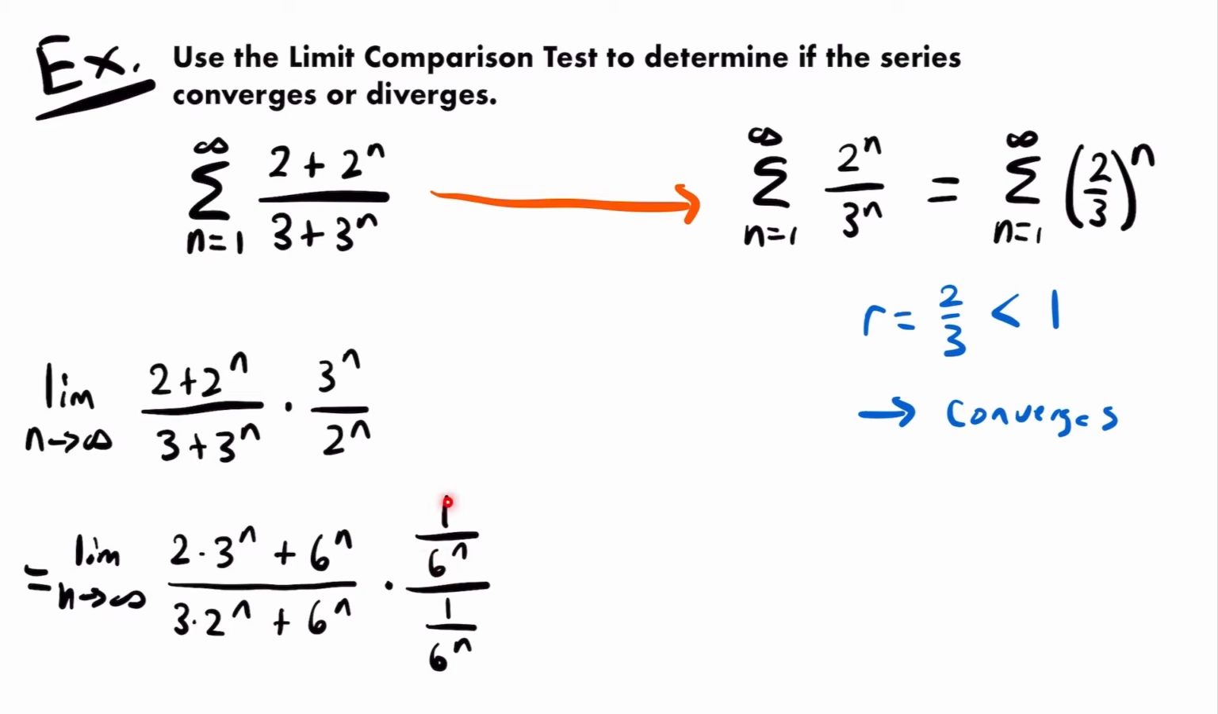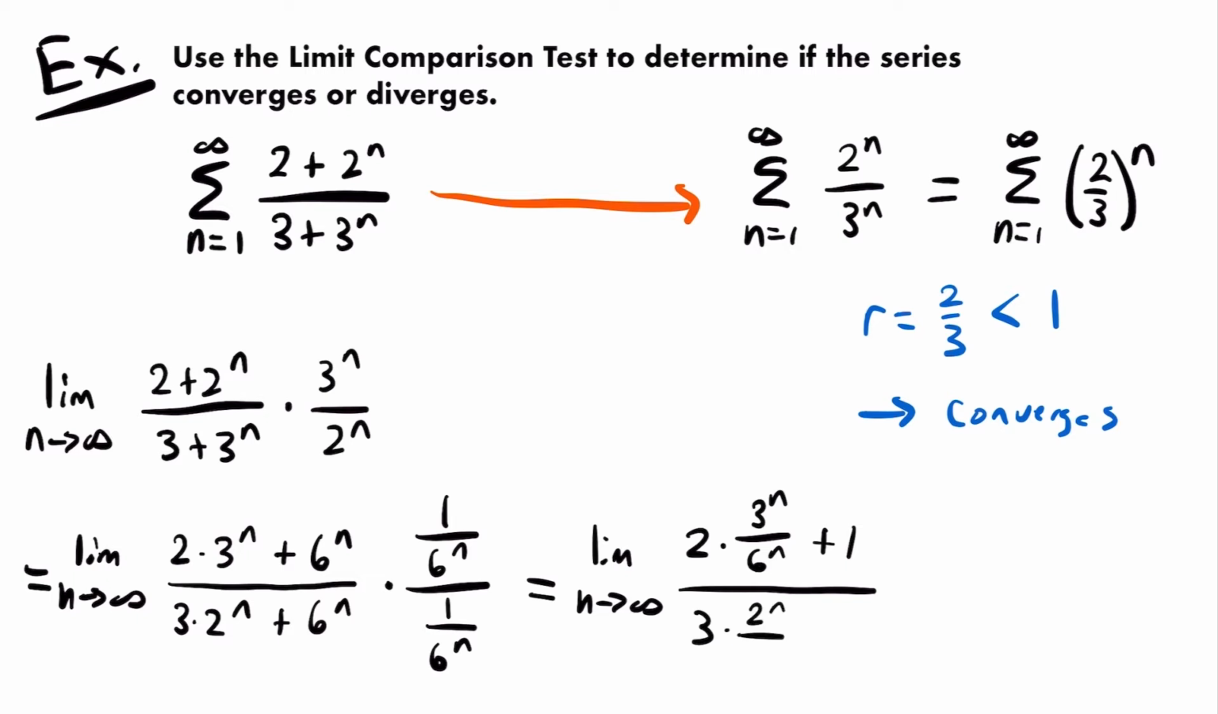And then this is going to simplify nicely with this 3 to the power of n, and this is going to simplify nicely with this 2 to the power of n. And so let me show you what that looks like. If we simplify, this is equal to the limit as n approaches infinity of 2 times 3 to the power of n divided by 6 to the power of n plus 1, divided by 3 times 2 to the power of n divided by 6 to the power of n plus 1.